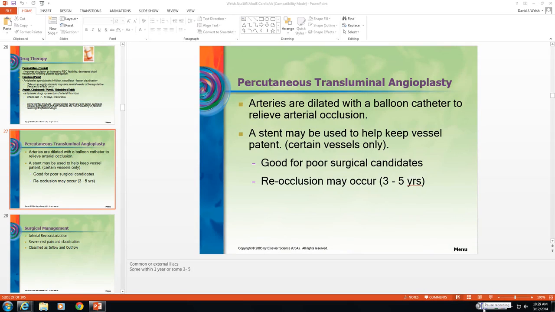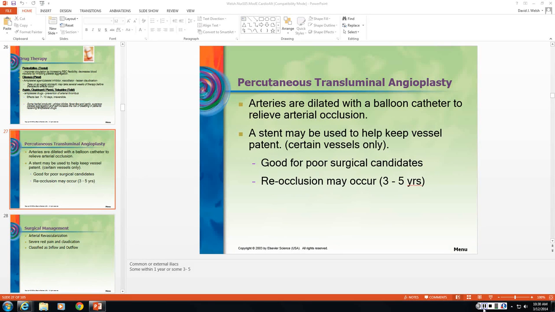Okay, so we're also going to talk about percutaneous transluminal angioplasty. Basically, it's where the arteries are dilated with a balloon catheter to relieve any kind of arterial occlusion. They can put a stent in. It's usually used to keep the vessel patent. It's only used on certain vessels only.